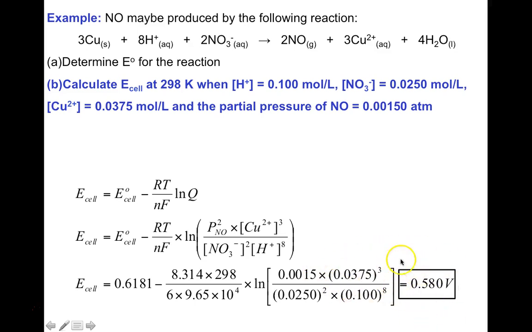So when I put all that math in, what do I get for my answer? 0.580, which is a tiny little bit less than what we had for our standard cell potential of 0.62 volts.